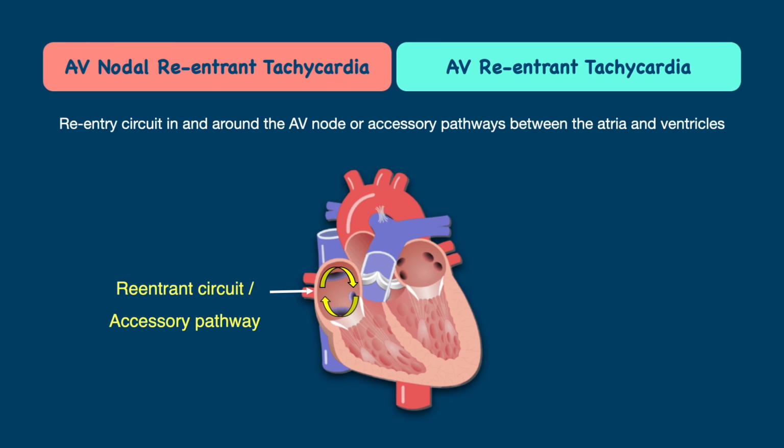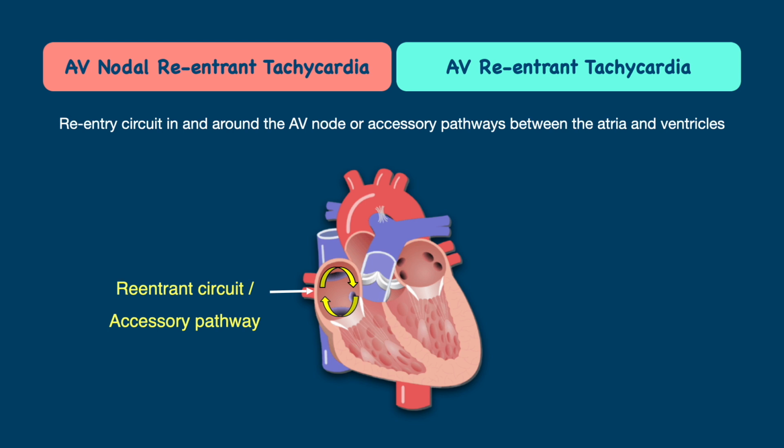Next, let's take a look at AV nodal reentrant tachycardia and AV reentrant tachycardia. So AV nodal reentrant tachycardia, from here on known as AVNRT, involves a re-entry circuit in and around the AV node. It is the most common form of paroxysmal supraventricular tachycardia, whereas AVRT, or AV reentrant tachycardia, involves an accessory pathway between the atria and ventricles some distance from the AV node.